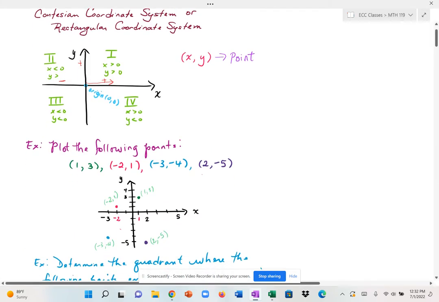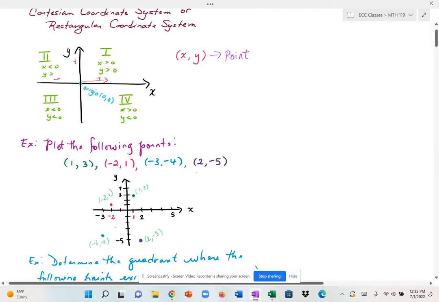Okay, so here we're just going to practice plotting points. So I want to plot the point 1, 3. So I've plotted that in green, 1, 3. And so that means you go 1 unit to the right and 3 units up. That's here in quadrant 1. The second point in red, negative 2, 1, means you've gone 2 to the left and 1 up. I'm in quadrant 2.